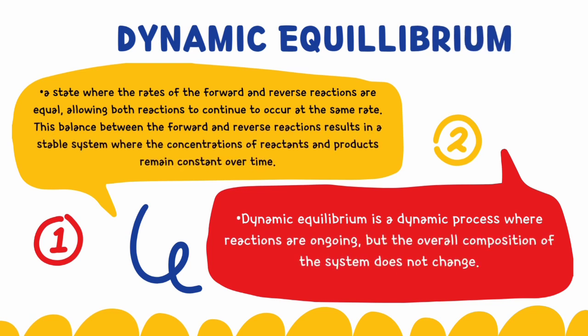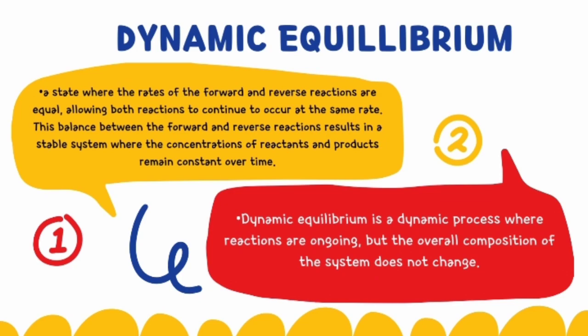Dynamic equilibrium describes a state where the rates of the forward and reverse reactions are equal, allowing both reactions to continue to occur at the same rate. This balance between the forward and reverse reactions results in a stable system where the concentrations of reactants and products remain constant over time.